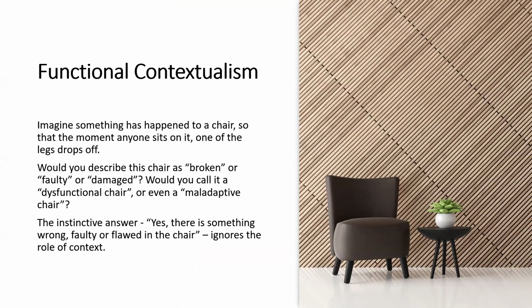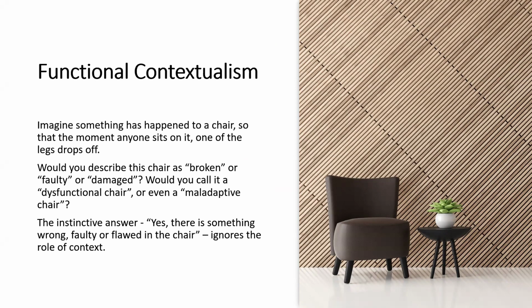Acceptance and commitment therapy is based on a scientific philosophy called functional contextualism. To help you understand what it is, I would like to give you the following illustration. Imagine something has happened to a chair so that the moment anyone sits on it, one of the legs drops off. Would you describe this chair as broken or faulty or damaged? Would you call it a dysfunctional chair or even a maladaptive chair?